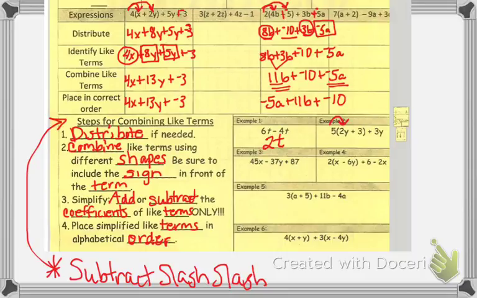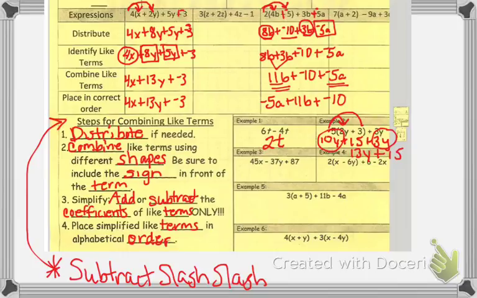Here in this next example, we need to distribute first. 5 times 2y is 10y plus 5 times 3 is 15 plus 3y. Let me do a better job of that. Plus 3y, and then we can combine our y's. So the simplified form of that would be 10y plus 3y, I'm kind of running out of space, 13y plus 15 would be that example simplified.